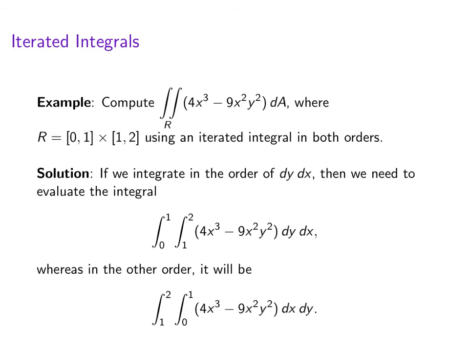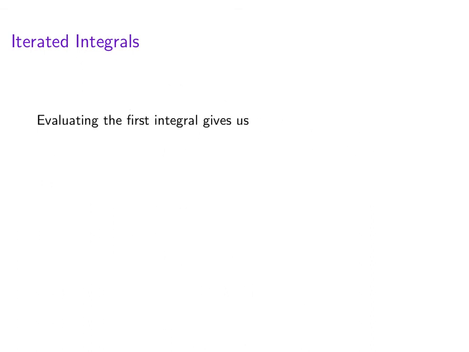In the other order, it's going to look like this. The integrand stays the same, but now we're doing dx dy. Also notice that these limits of integration go with x because they are the outermost. These limits of integration go with y, they are the innermost. Everything is swapped in the second integral. Let's evaluate that first integral.